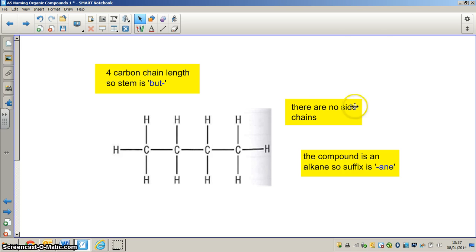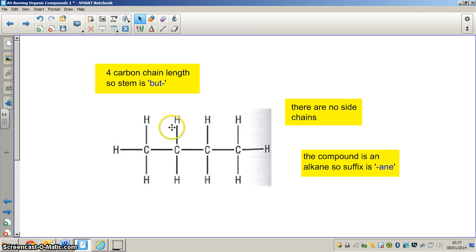Now, because there are no side chains, therefore there is not going to be a need for a prefix with this. So we're just going to have a stem and we're going to have a suffix. And if we look at this carbon compound again, this is a saturated carbon compound. In other words, it doesn't contain any carbon-carbon double bonds or triple bonds. Every bond is a single carbon-hydrogen or carbon-carbon bond. So we say this is a saturated compound. It cannot have anything added into it.